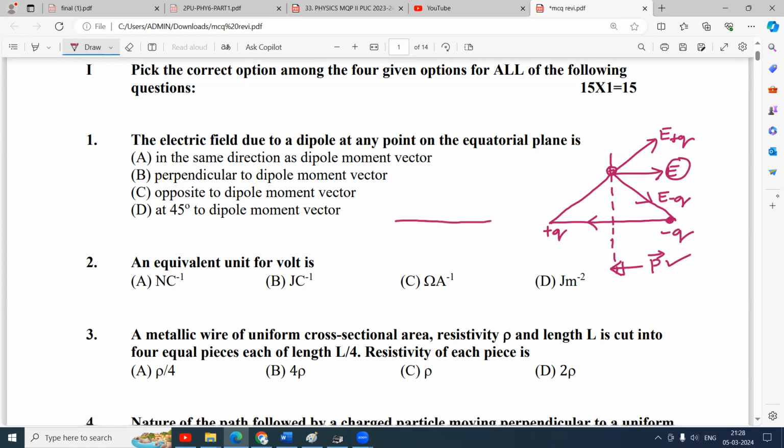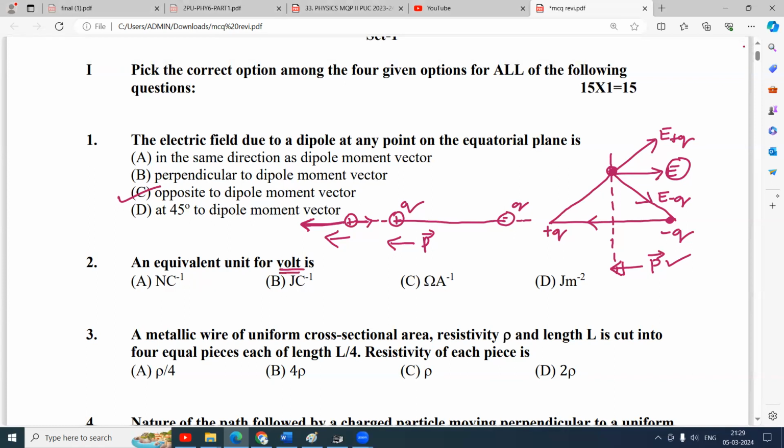Whereas when you find the electric field due to plus Q and minus Q over an axial line like this, when you place a test charge here, plus Q will repel it with a stronger force than minus Q attracting from a far away distance. So this electric field will be stronger. Finally, this is the direction of electric field, which is in the dipole moment direction, from minus Q to plus Q. So over the axial line, it is along the direction of dipole moment, whereas on the equatorial plane, it is opposite to the direction of dipole moment. So the answer is C.